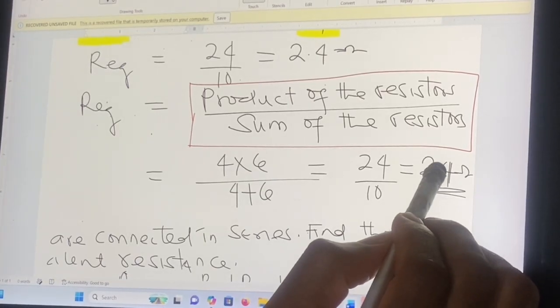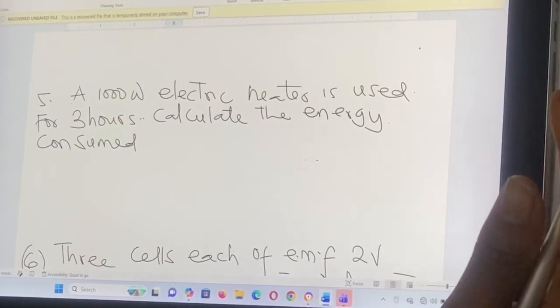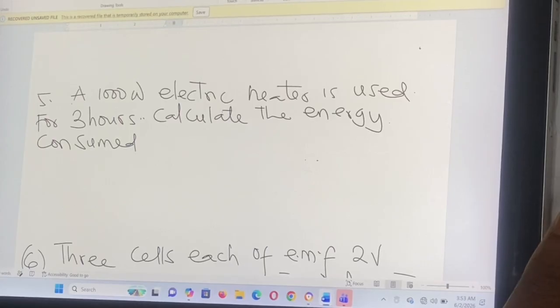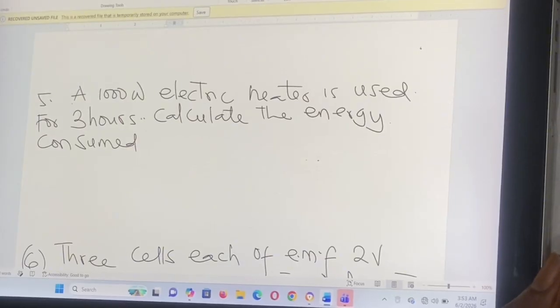Okay, let's solve the next question here. That is question 5 under questions on electricity. Question 5 says a 1000 watt electric heater is used for 3 hours. Calculate the energy consumed.